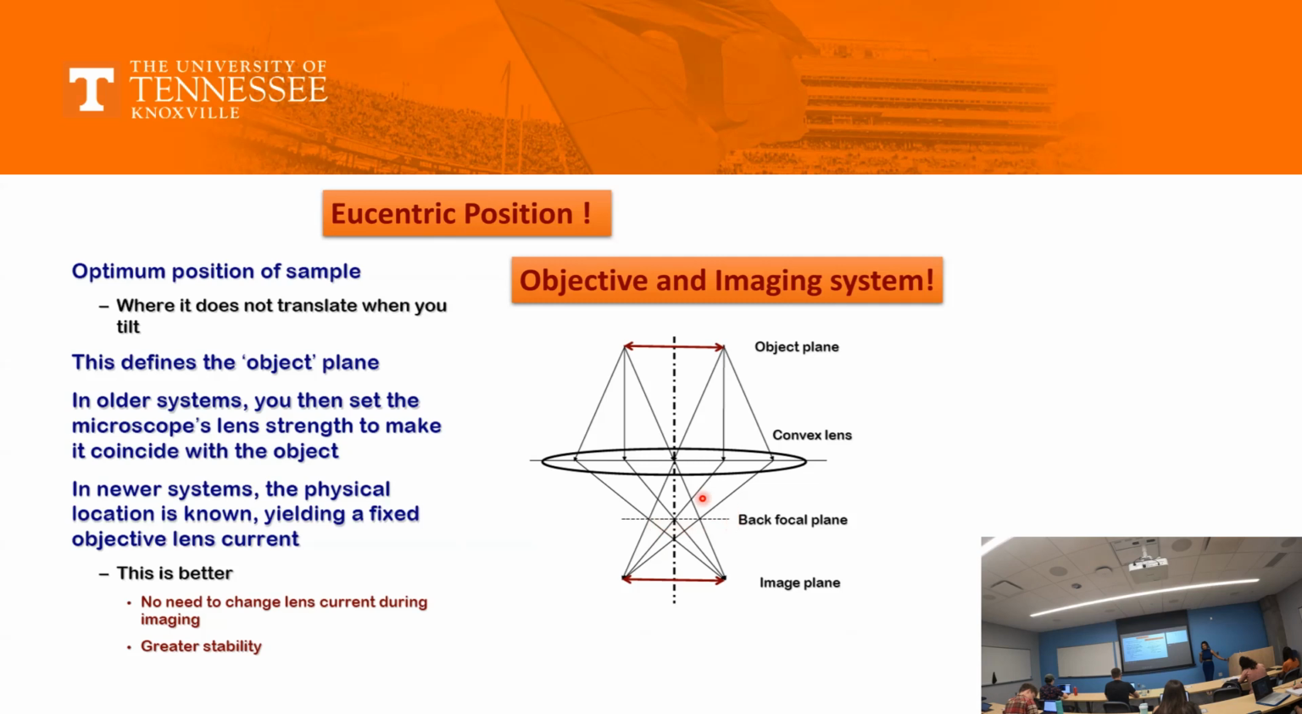Generally, the idea is that you never change the lens current during imaging. Why is that? What is the thing that I would like to change when you look at this system? Last time I talked about eucentric height.